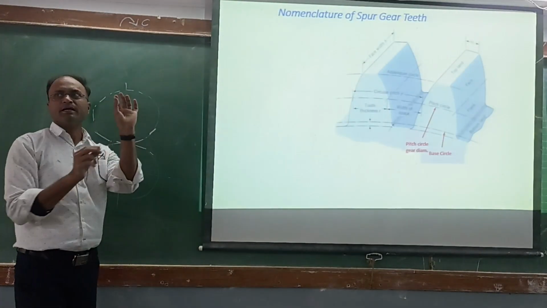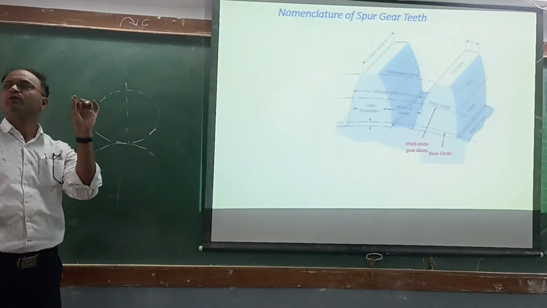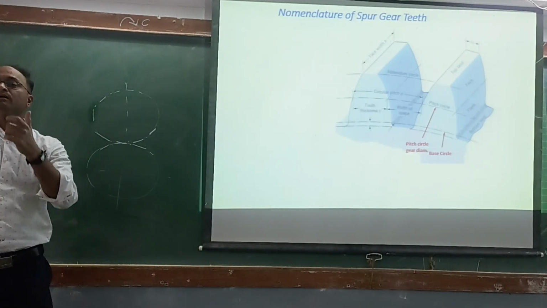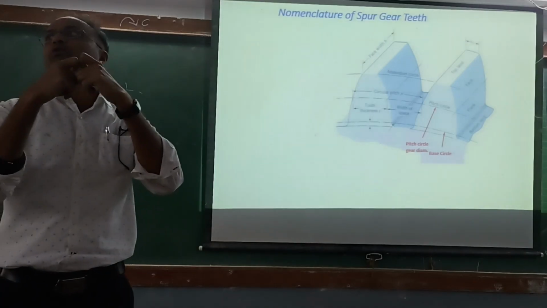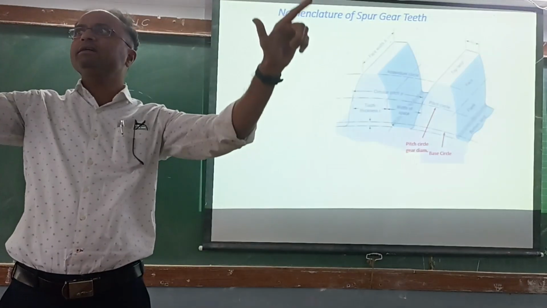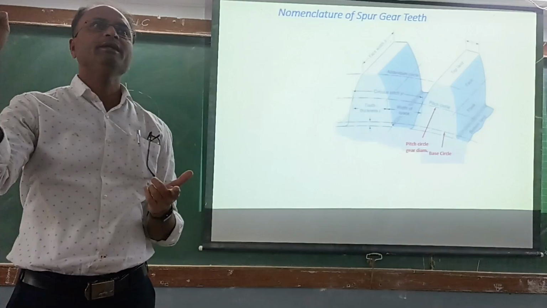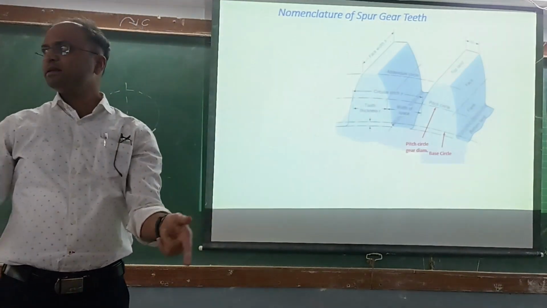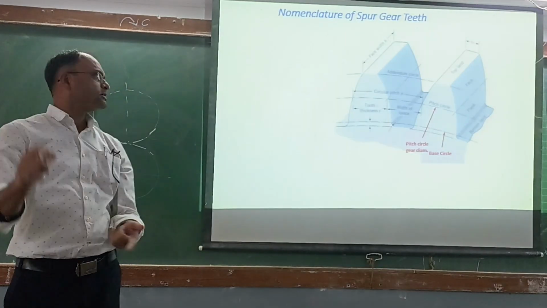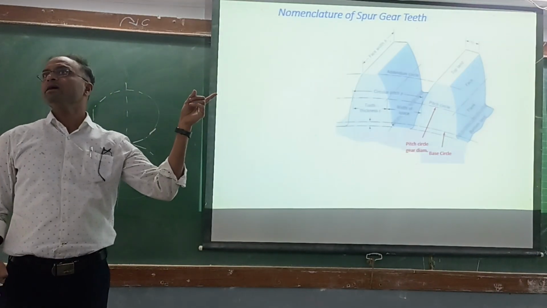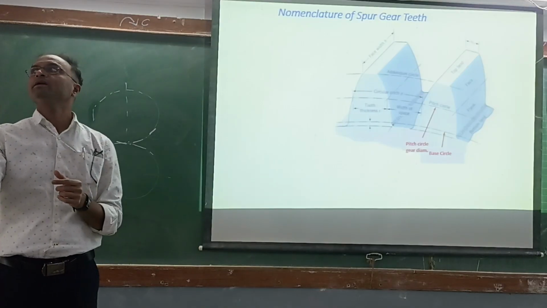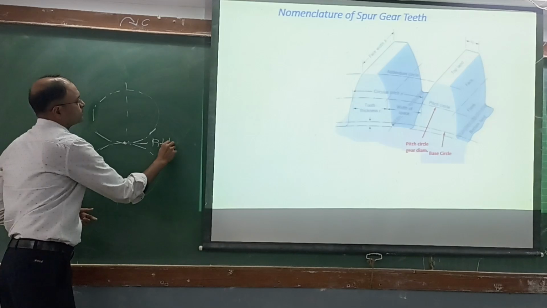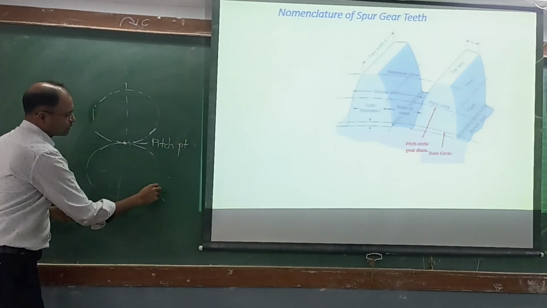There is one point. Do you know the pitch point? What is that? It is the point of contact between the two teeth. And if you connect all such points of contact, the circle which you get is called the pitch circle. And the point where that contact takes place is called the pitch point. So in this case, this is the pitch point, and accordingly, this is the pitch circle.